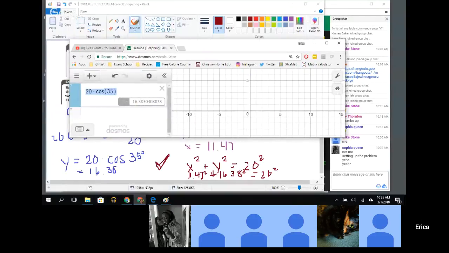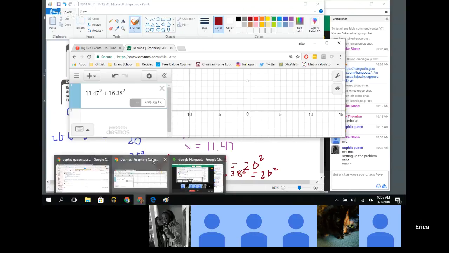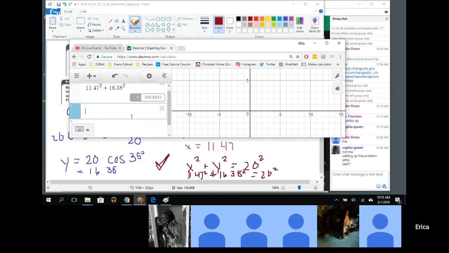So if I do 11.47 squared plus 16.38 squared, I end up with 399.865, and 20 squared is 400. So these are pretty darn close.